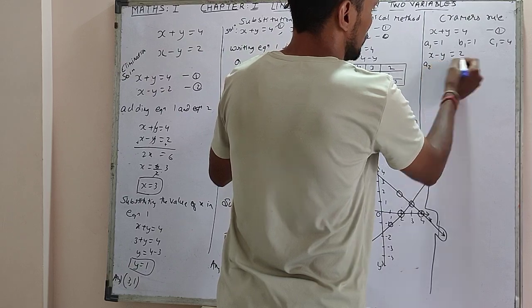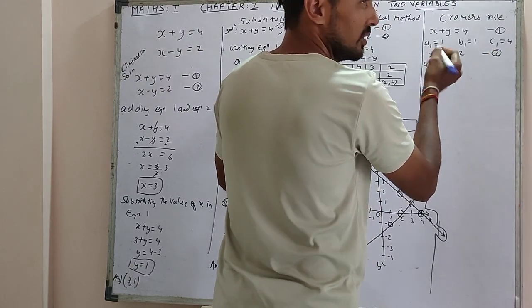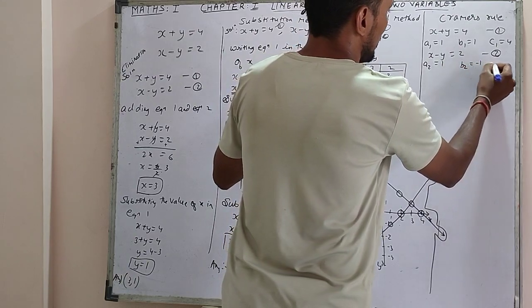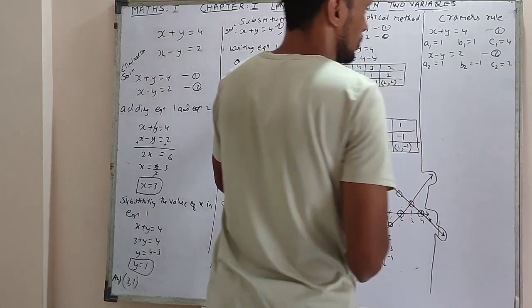So this will be a2. This is my equation number 2, so everything will be 2 only. a2 is equal to 1, b2 is equal to minus 1, and c2 is equal to 2.